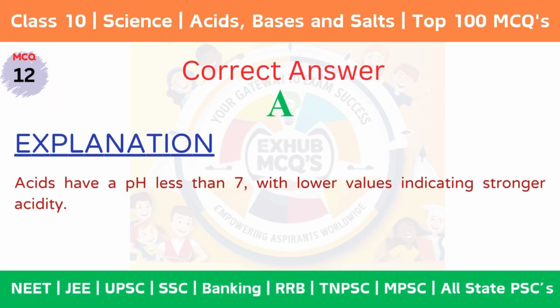Explanation: acids have a pH range of less than 7, with lower values indicating stronger acidity. For example, hydrochloric acid has a pH close to 1, while acetic acid has a pH closer to 5.